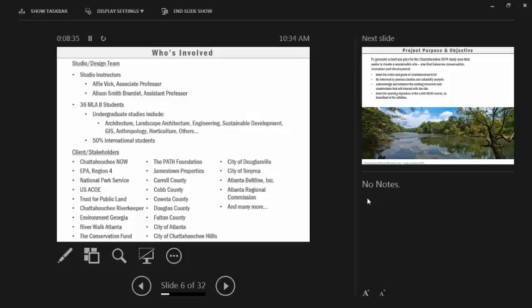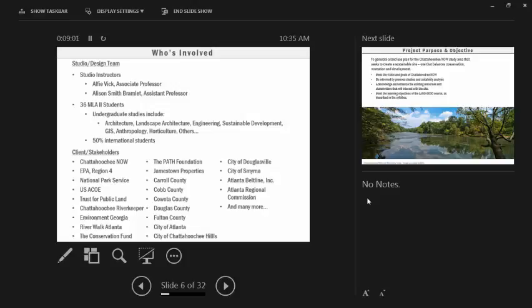You can see myself and Allison Smith were studio instructors. We had a huge landscape architecture studio. This is a second year graduate landscape architecture studio. We had 36 students in this class, which was double our normal size, but we had in that year a huge influx of international students coming from China that really doubled our numbers.